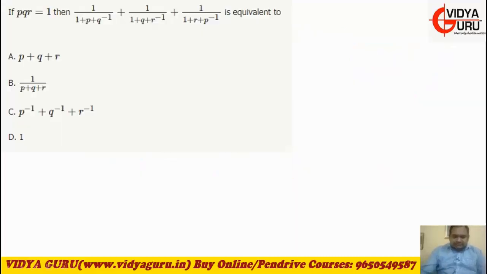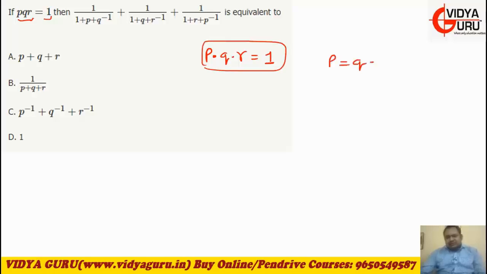Let's solve the next one. So P into Q into R is equal to 1. Only this much is given. So what is the harm in assuming P is equal to Q is equal to R? There is no mathematical error. All the variables are treated equally here. So this is what we have to do, and based on this assumption we will have to solve this.